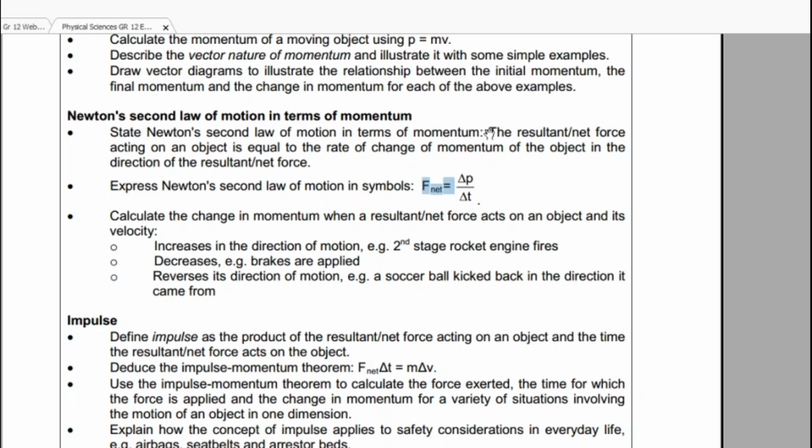Formula leyo uzoyinterpreta njalo uzothi the net force exerted on an object is equal to the rate of change in momentum. So they state Newton's second law of motion in terms of momentum by saying the net force acting on an object is equal to the rate of change of momentum of the object in the direction of the net force. If they ask you to state Newton's second law of motion in terms of momentum ku exam, you would write this definition, right?